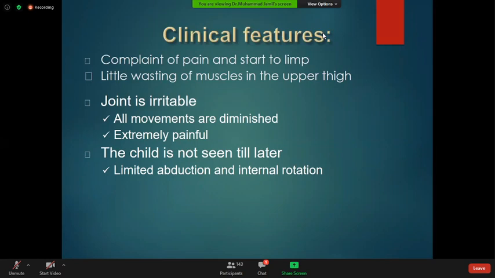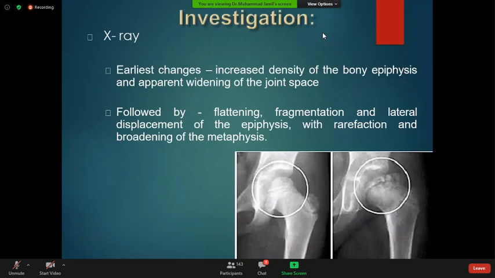On examination, the joint is irritable. All the movements are diminished and extremely painful. The child is not seen till later. There is limited abduction and internal rotation. In slipped epiphysis also the abduction and internal rotation are limited. In clinical examination, it is the same.